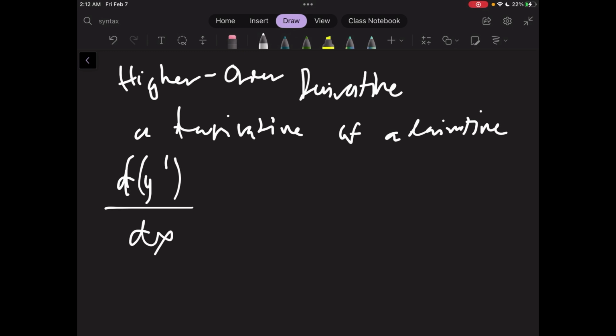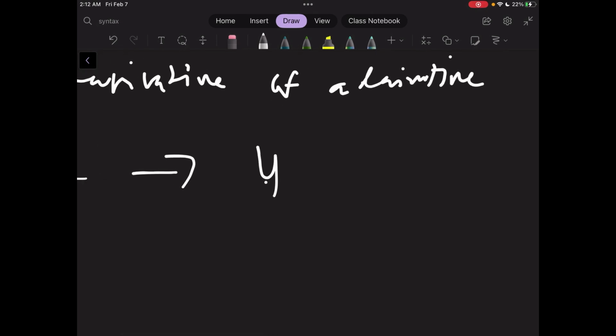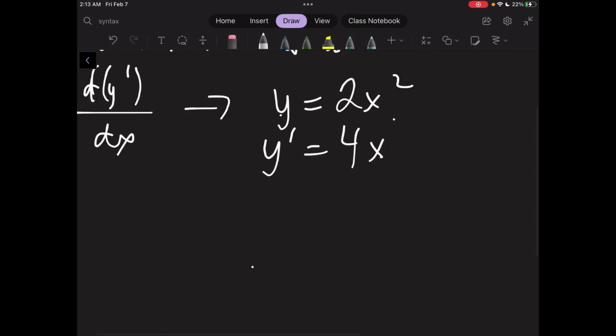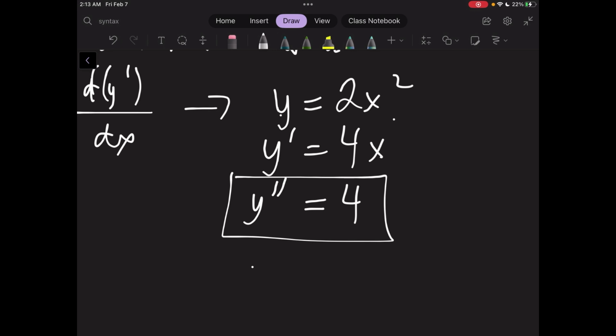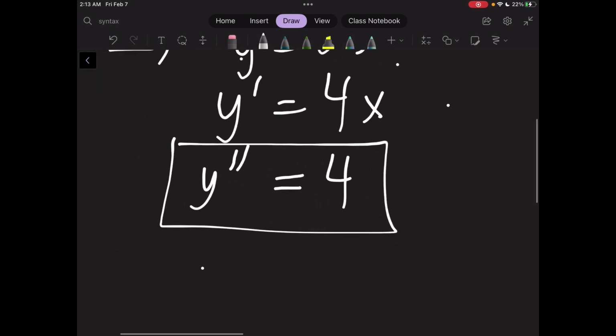which means if you expand this, so to a quick example, we have y equals 2x squared. So we have y prime equals 4x, which means that the second order derivative, which is also equal to y double prime, is equal to 4. And this is how we get double or higher order derivatives. So if it's the third derivative, then we get the derivative of this, which will now be 0.